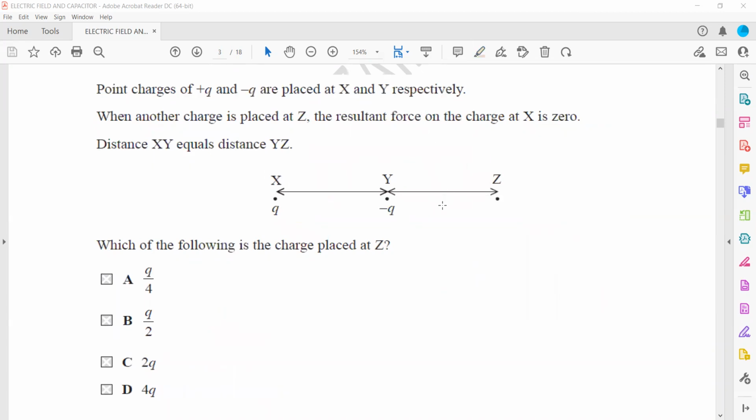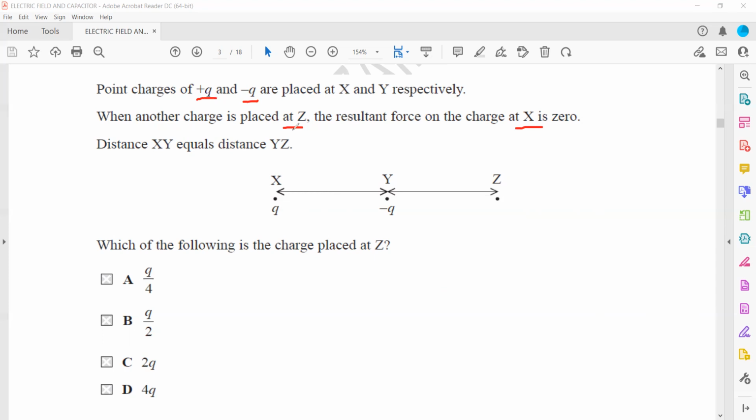In question 3, two small point charges are there. One is plus Q, another one is minus Q, placed at X and Y respectively, as you can see, X and Y. When another charge is placed at Z, the resulting force on the charge X is 0.